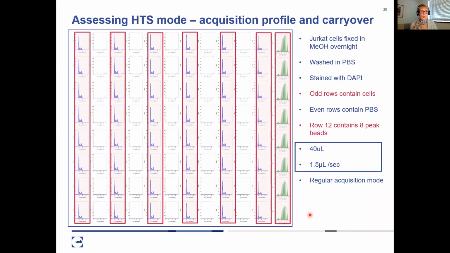So for this particular plate, I set it up as a standard, in that I used what I would consider a regular acquisition mode. So I collected 40 microliters of sample, and I ran it at 1.5 microliters per second, which is relatively slow, so that I could get a nice CV, so a nice thin peak on my DNA profile here. And I then use this as a benchmark for the other modes that I'll show you just now.